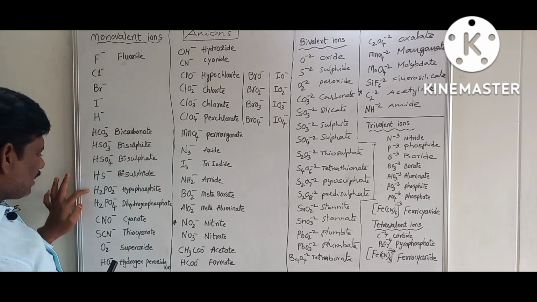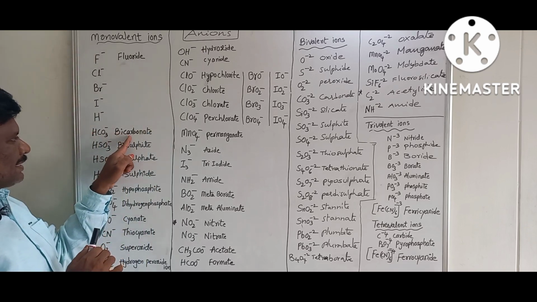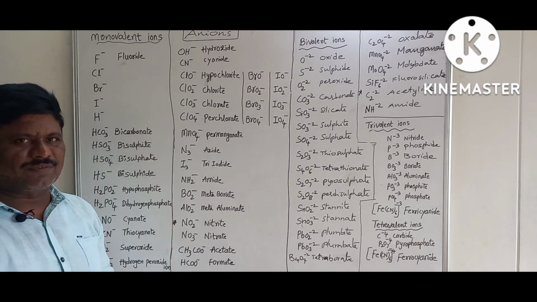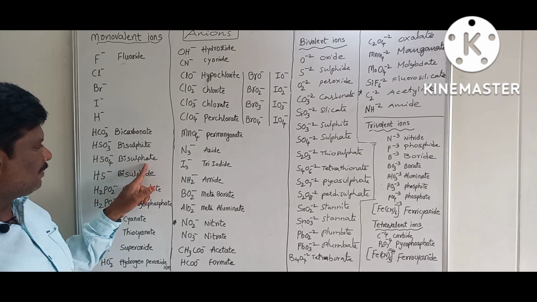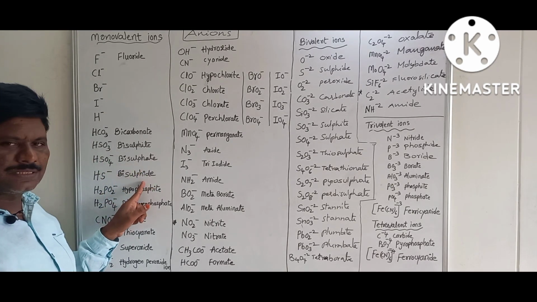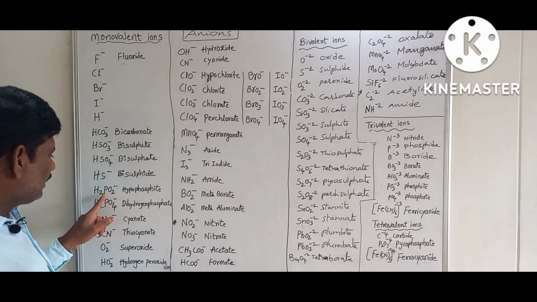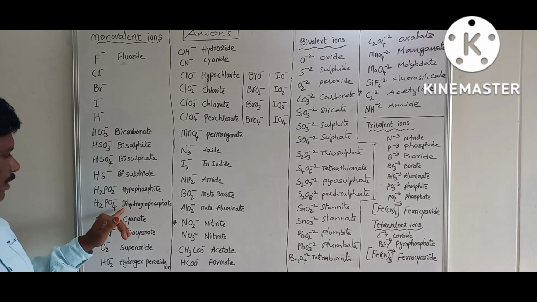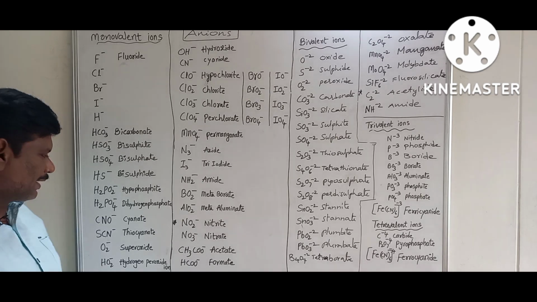Next one, these are all compound ions. HCO3 minus name is bicarbonate ion. HSO3 minus name is bisulfite ion. HSO4 minus name is bisulfate ion. HS minus name is bisulfide ion. H2PO2 minus 1 is the hypophosphite ion. H2PO4 minus 1 dihydrogen phosphate ion.